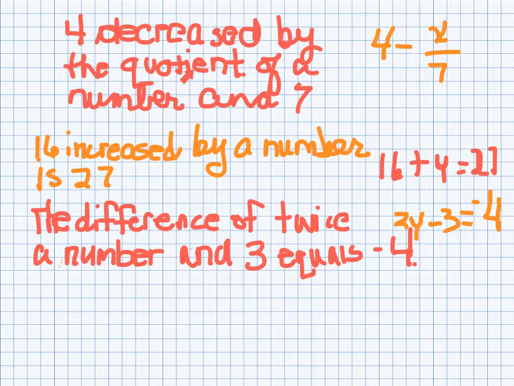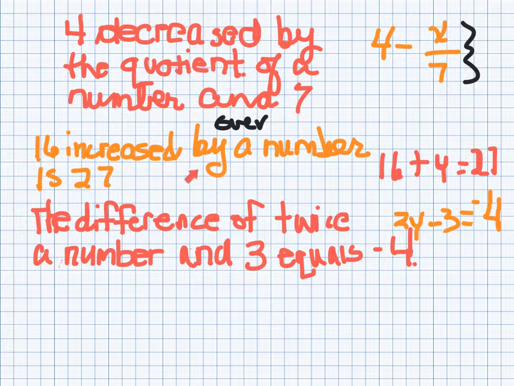4 decreased by the quotient of a number and 7, and that would be 4 decreased means minus the quotient of a number, that'd be x, and 7. Now this one was a little bit confusing right here, because we want to say the quotient of a number, we might want to say logically over 7, but it's the quotient of a number and 7. That's how they're explaining that fraction right there.